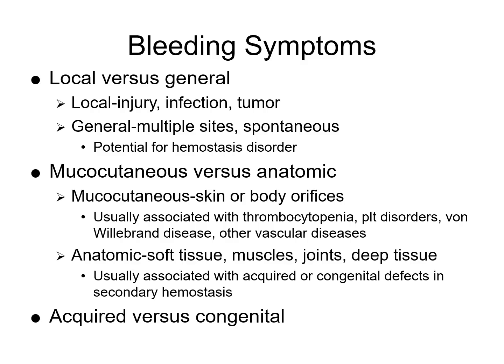Then we have generalized bleeding. This is bleeding at multiple or spontaneous sites. This indicates a systemic problem with hemostasis. This can suggest underlying hematologic or vascular abnormalities.